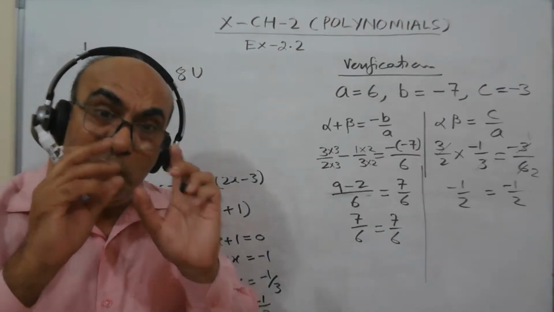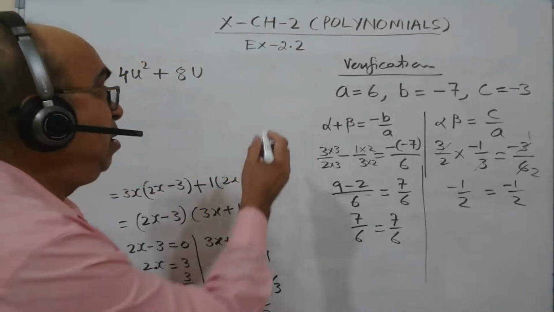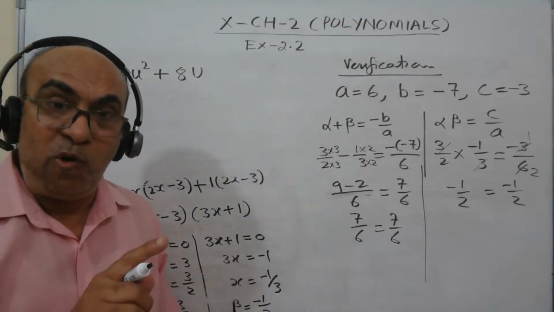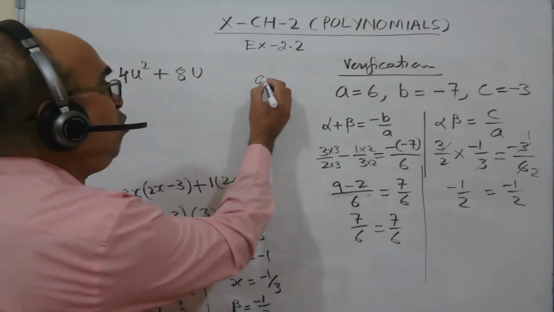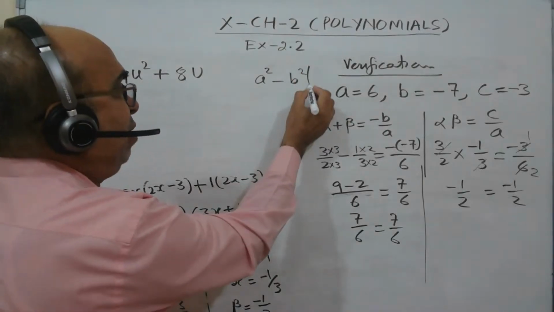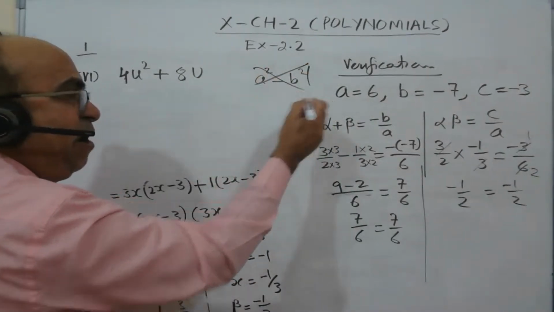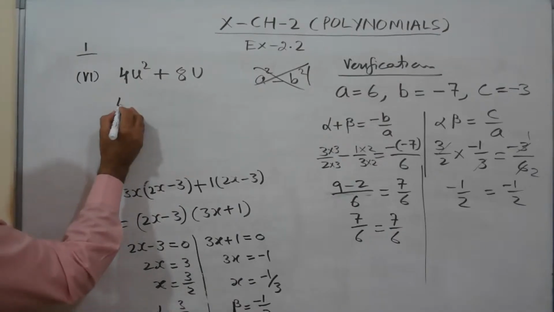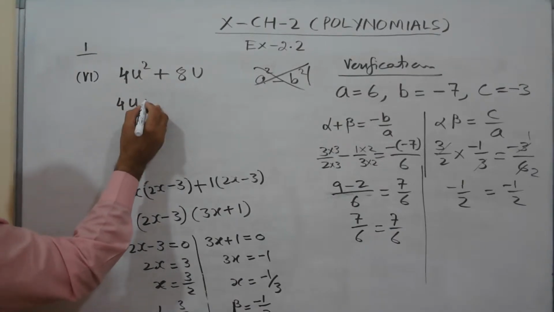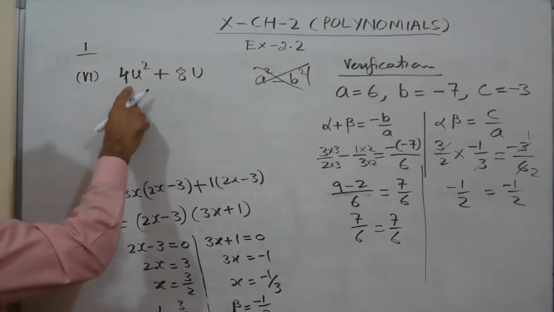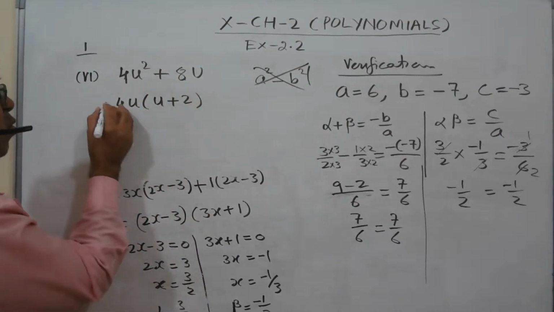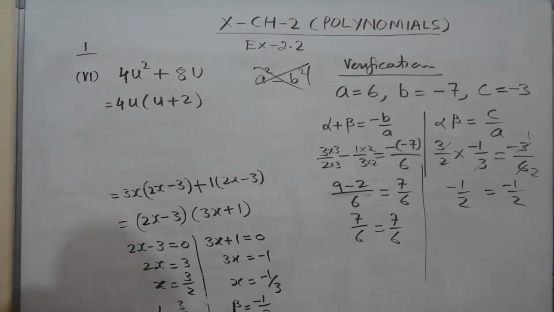If there are only two terms in a polynomial, then the first thing we can do is factorize by taking common, or we can use a square minus b square. There is a plus sign, so we can't use that; we can only take common. What is common between them? 4 is common and u is common. 4 2s are 8. So you will get 4u into u plus 2. Factorization is over. What is the first factor?